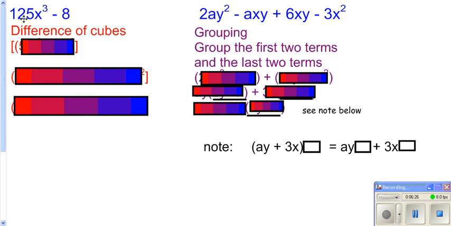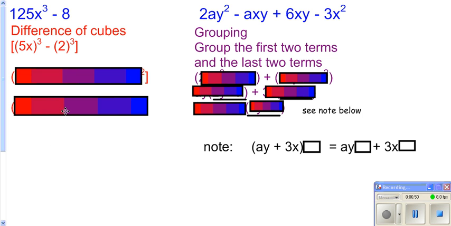So here we want to look for difference or greatest common factor. There is no greatest common factor, but we do have two terms subtracted. So you want to see, is it differences of squares or differences of cubes? In this case, it's differences of cubes. Your 8 is really a 2 cubed. Your 125x cubed is really a 5x all cubed.